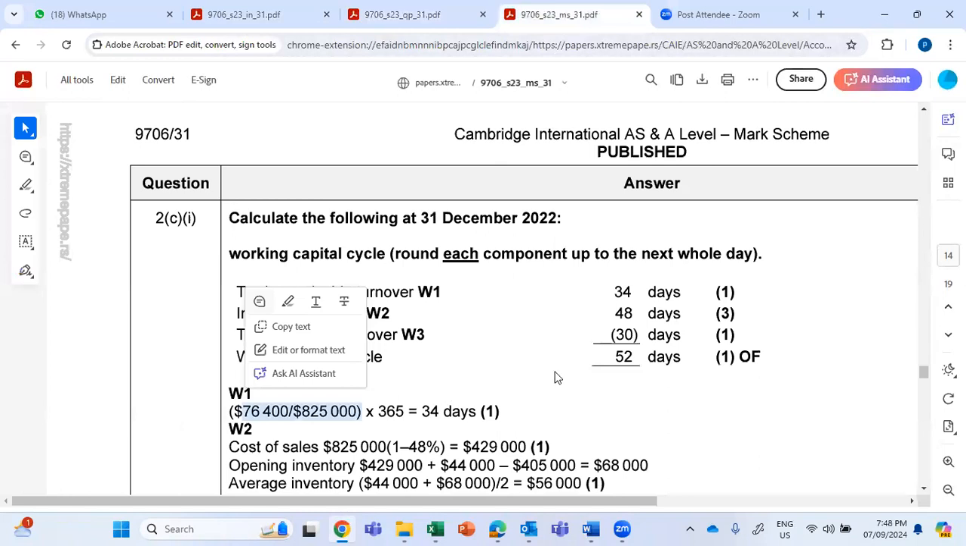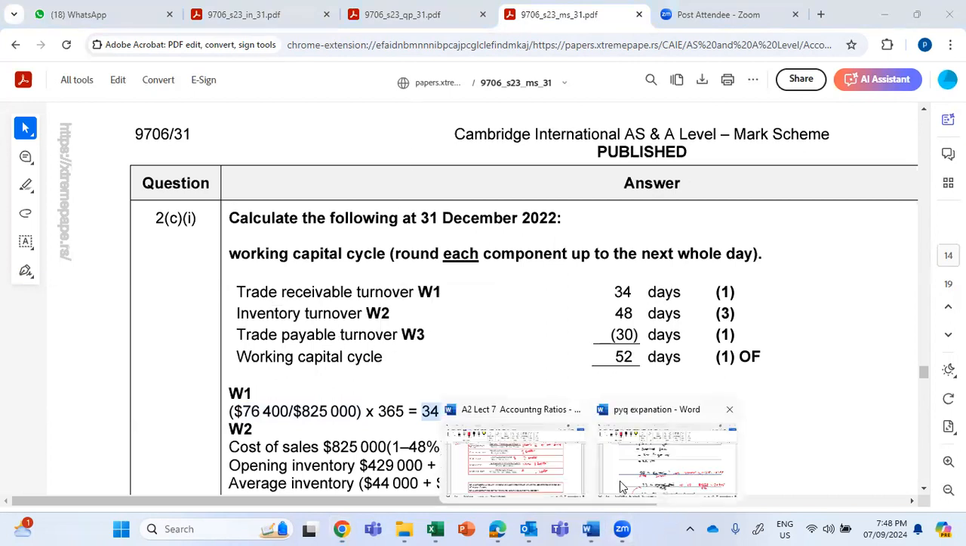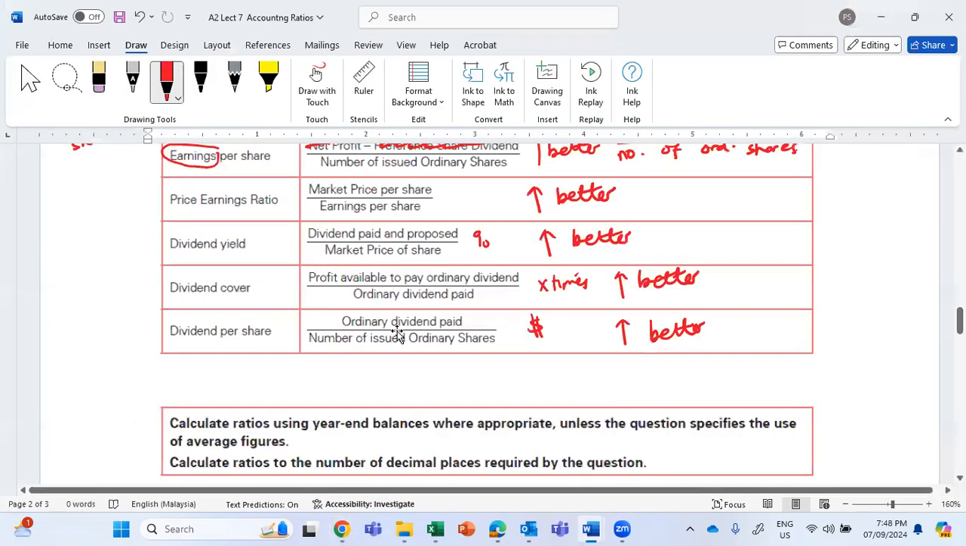So that will give you 33.8. So we round it up to the next day. So we get 34 days. Okay. Then inventory turnover. So use the formula.